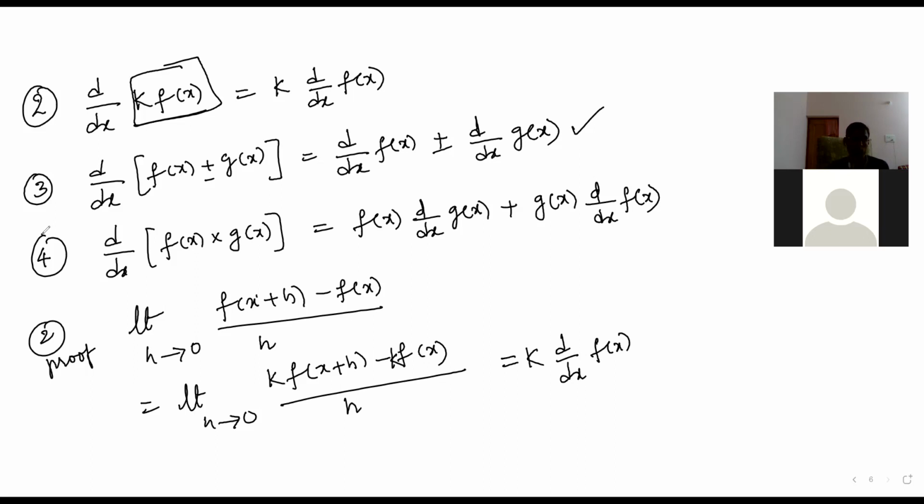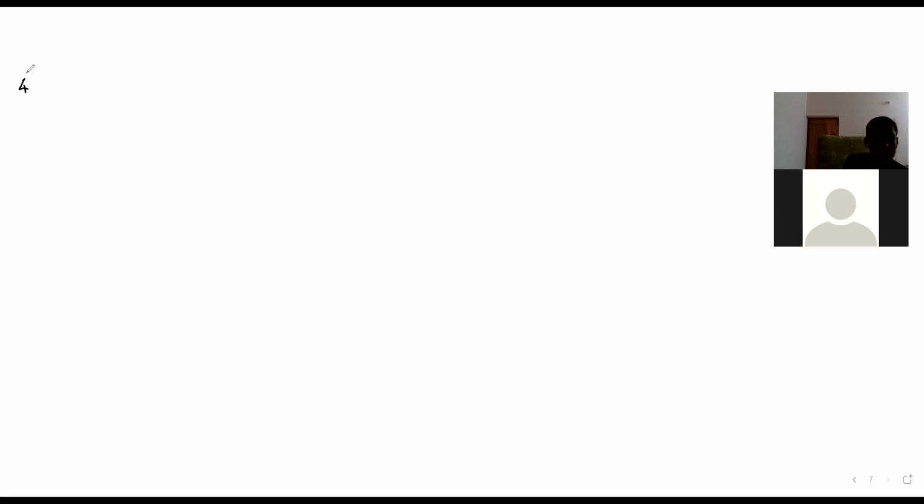But for the fourth it is different. Multiplication you can't do. Constant you can keep aside, and the derivative for the function, this one also you can do with the same proof. But the fourth, f of x into g of x, is different. So how do we prove that? The fourth one is a little different, we will see that.